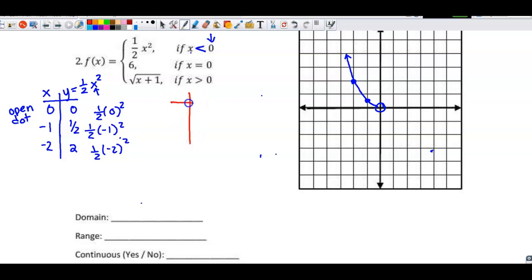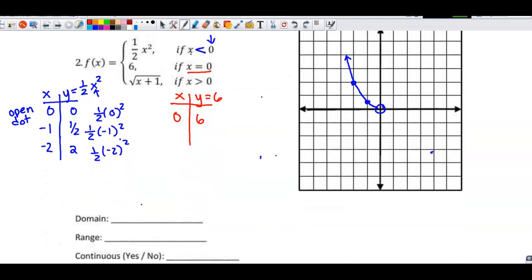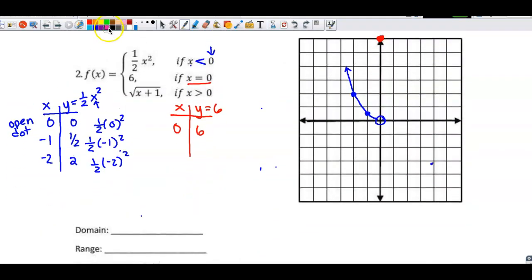So I have an x and a y, and this time it's y equals 6. So this is actually only where x is equal to 0. So when x equals 0, the y is equal to 6. So now I have 1, 2, 3, 4, 5, 6 right here. And that's that point. And that's it. That's the red.